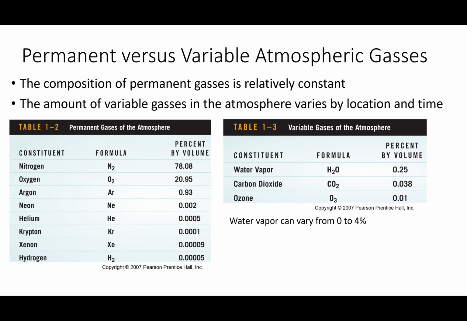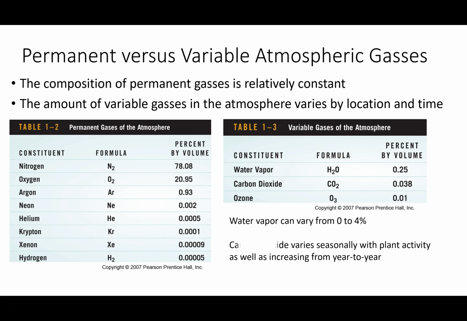Okay, so water vapor can vary from 0 to 4%. If the air is really dry, low humidity, 0%. And remember, there's 2 ways of talking about humidity. There's the absolute humidity and there's the relative humidity. But generally speaking, we say if the air is humid, it has a lot of water vapor in it. Carbon dioxide is the next word.